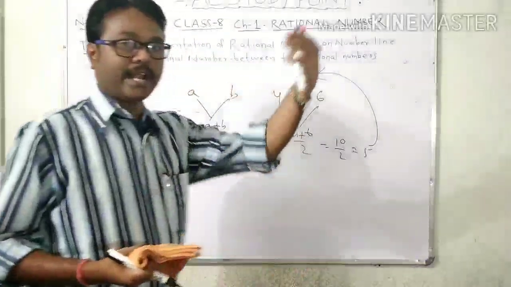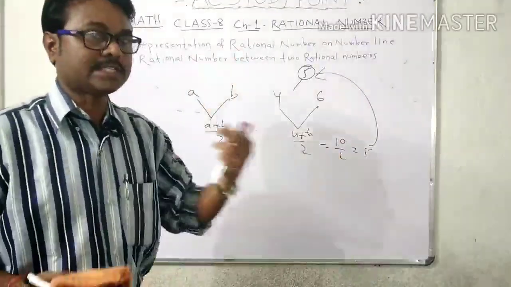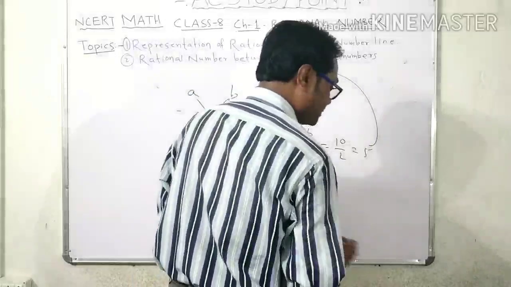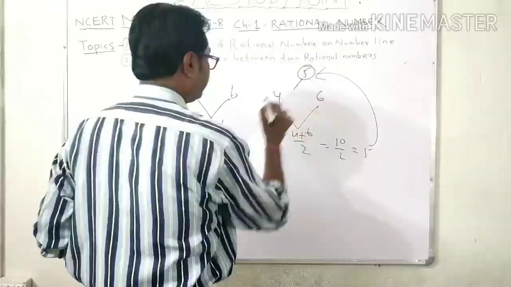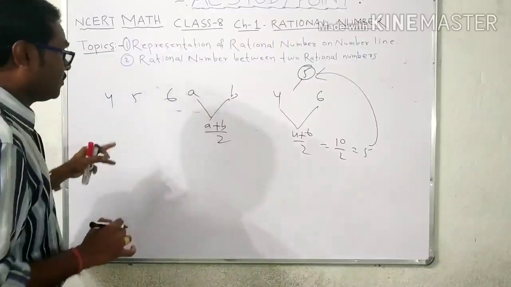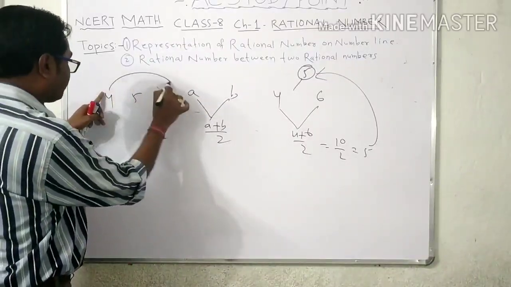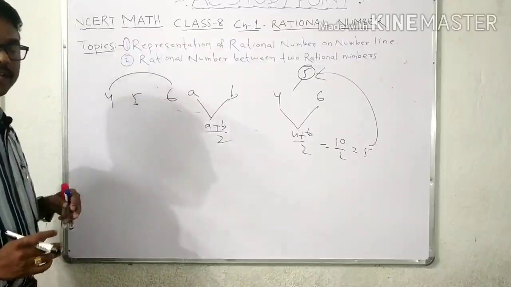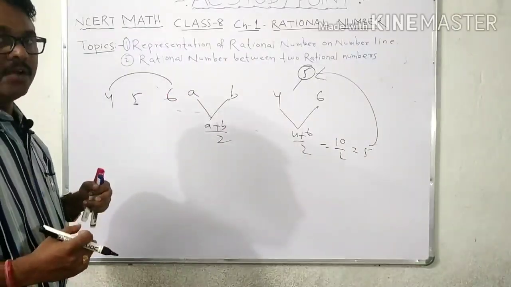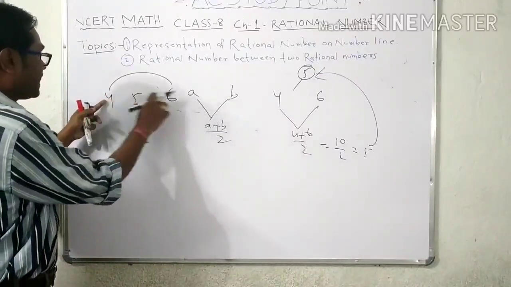If the question asks to insert two rational numbers, then what will we do? Suppose between 4 and 6, this 5 lies. If it is asked between 4 and 5, insert 2 more rational numbers, that means a total of 3 rational numbers between these two.